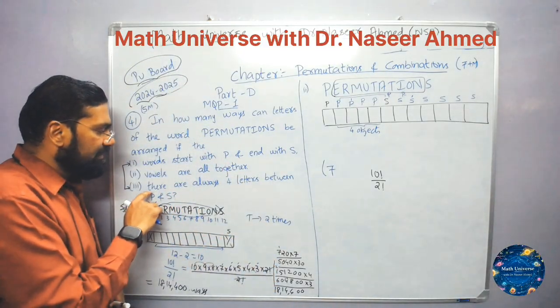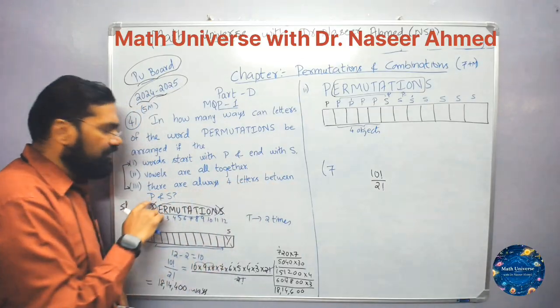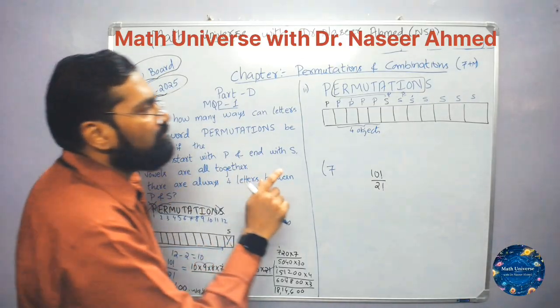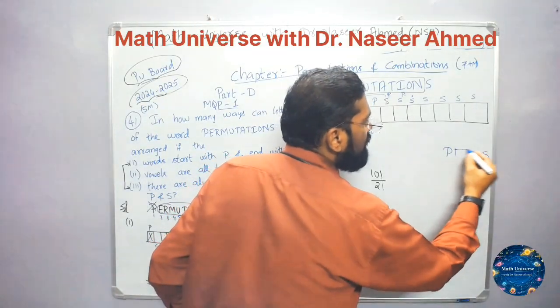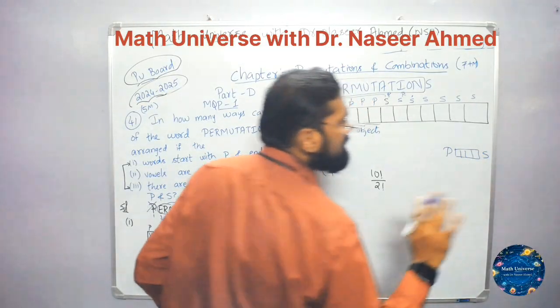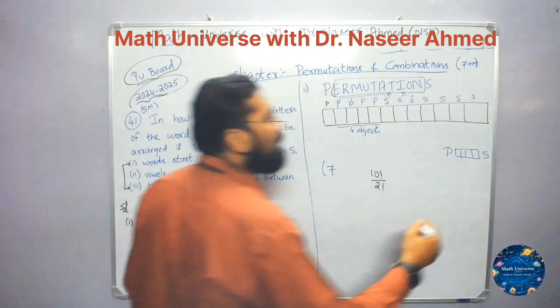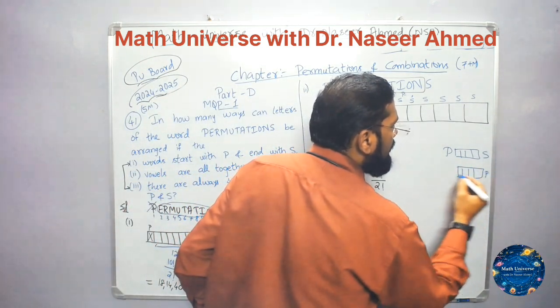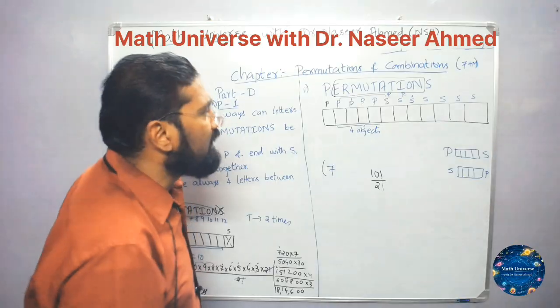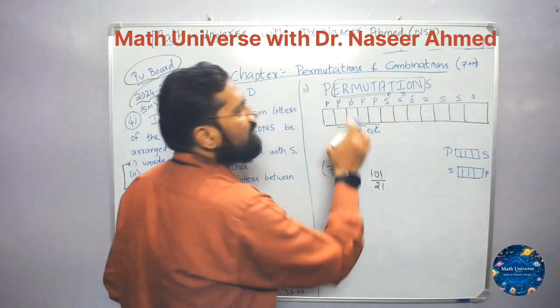They just said there are always 4 letters between P and S. They never said that P should always be on the left and S on the right with 4 objects between. It can also happen that S comes first and then P. That I will try to show below, so that there is no overlap.